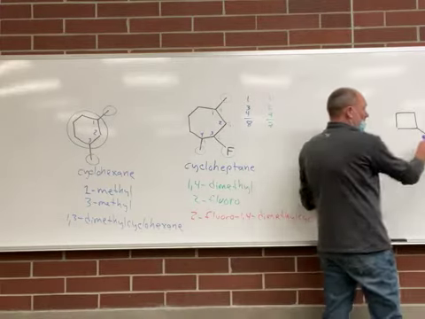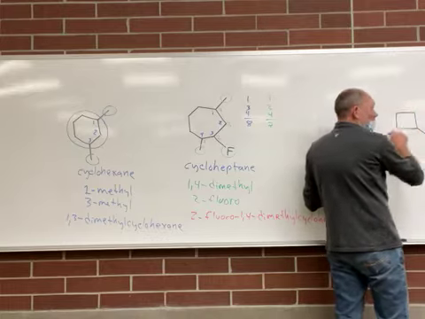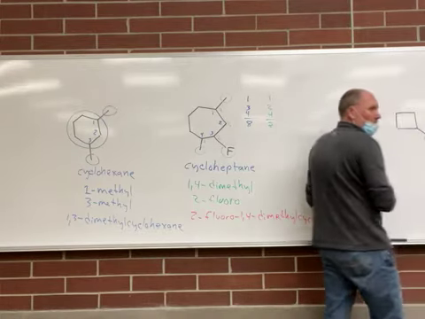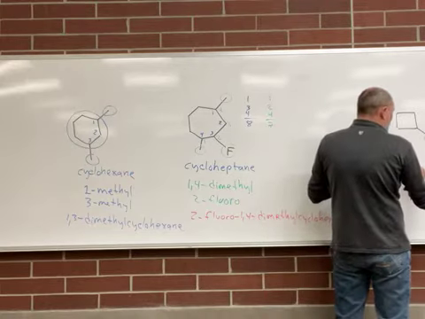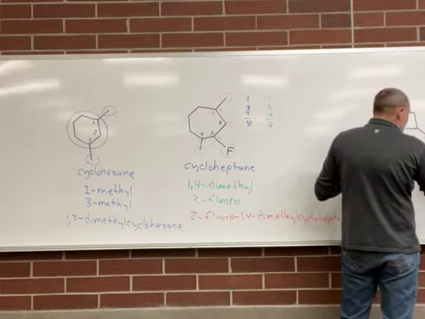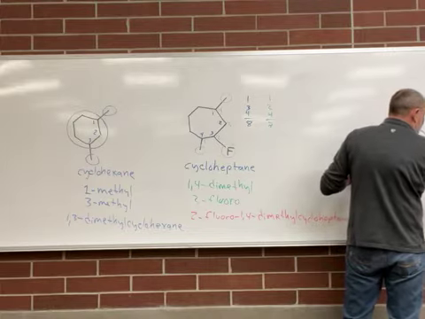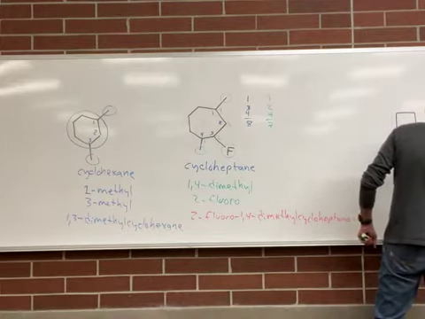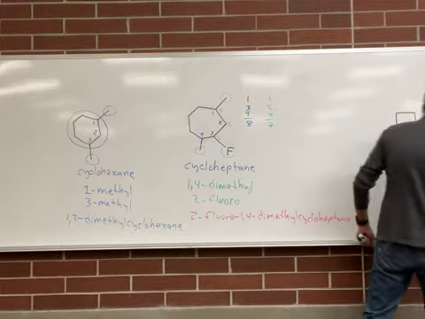The longest chain is going to be 1, 2, 3, 4, 5, not 1, 2, 3, 4. So that is my longest chain. Therefore, it's going to be a 1-cyclobutylpentane, not cyclobutane. Okay?